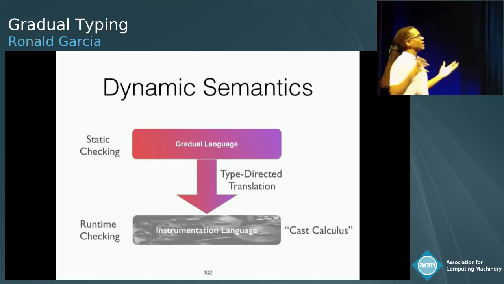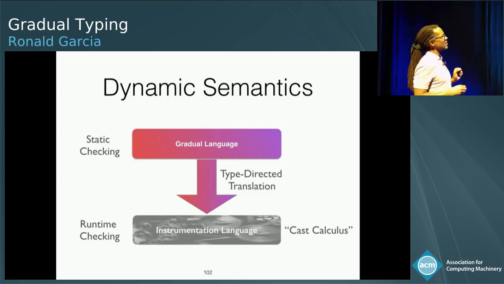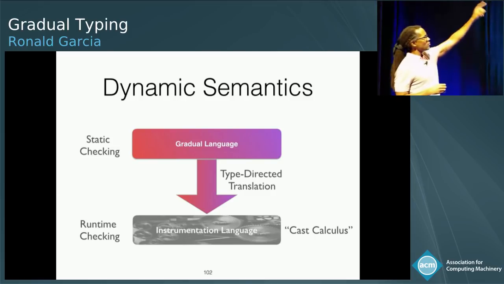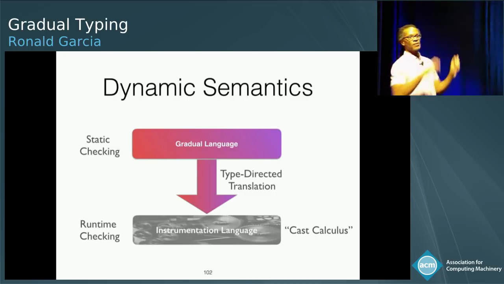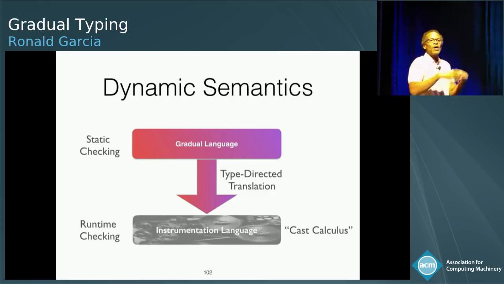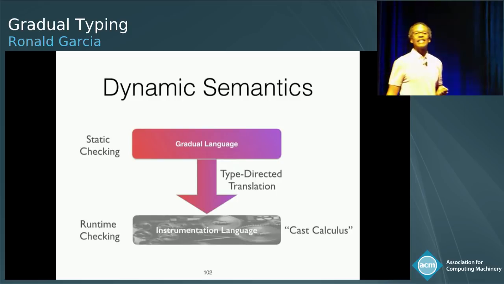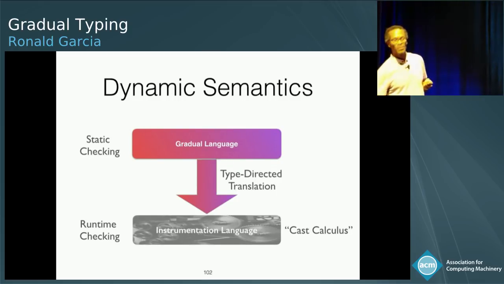And then finally, we take the knowledge that we learn from statically type checking our language, and we translate it into this instrumentation language, which is often called a cast calculus, which reifies those places where the information content was not sufficient to guarantee definite equality, but had to settle for merely consistent. And we have to check that later because we don't have enough information yet to do that. This is where the runtime checking comes in.